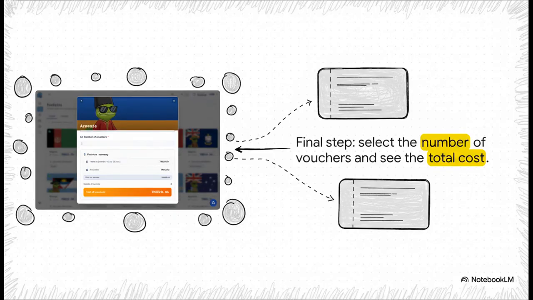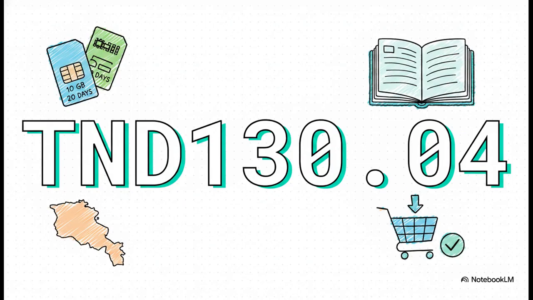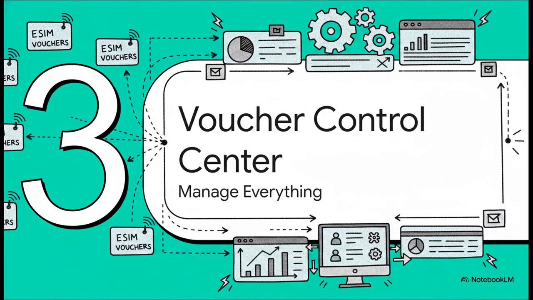Check this out. You're not limited to making just one at a time. Here, we're bumping it up to 2 vouchers at once. The system gives you a super clear breakdown of the cost and the total. It's all right there, totally transparent. And there it is. The grand total for our 2 plans comes to 130.04 Tunisian dinar. See, everything's laid out for you right before you click buy. No hidden surprises.